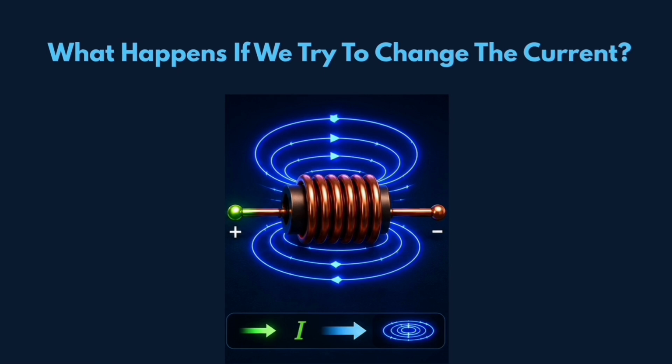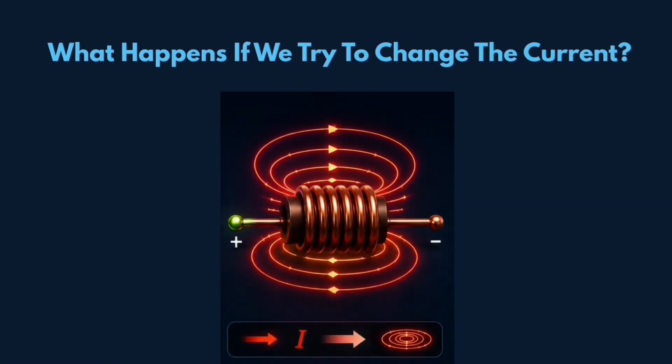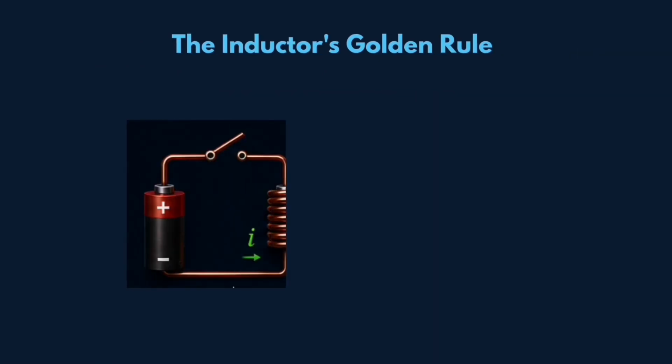Now imagine trying to suddenly increase or decrease the current. To do that, the magnetic field must also suddenly increase or decrease. But changing a stored magnetic field instantly is extremely difficult. The inductor opposes this sudden change. Because the magnetic field cannot change instantly, the current cannot change instantly either.